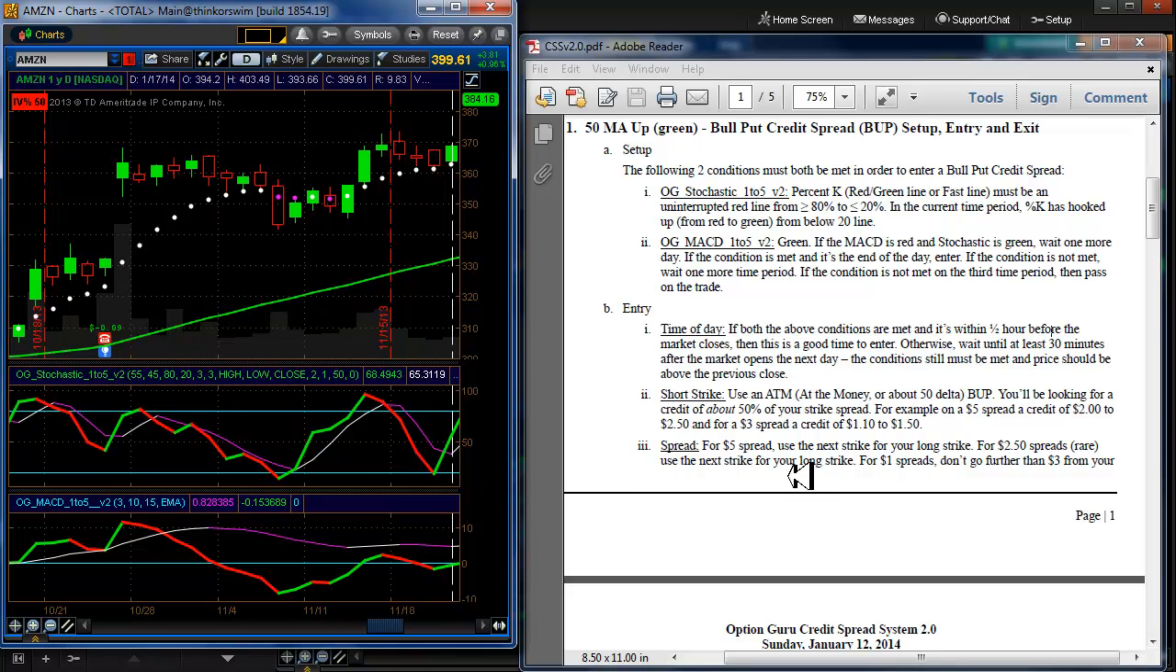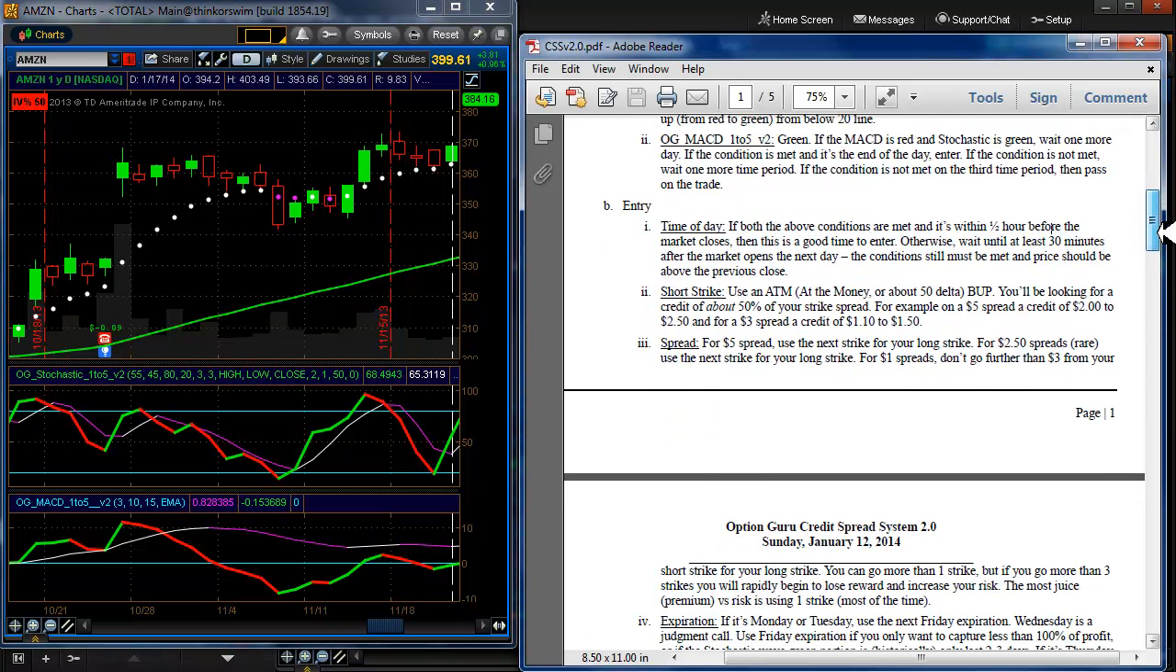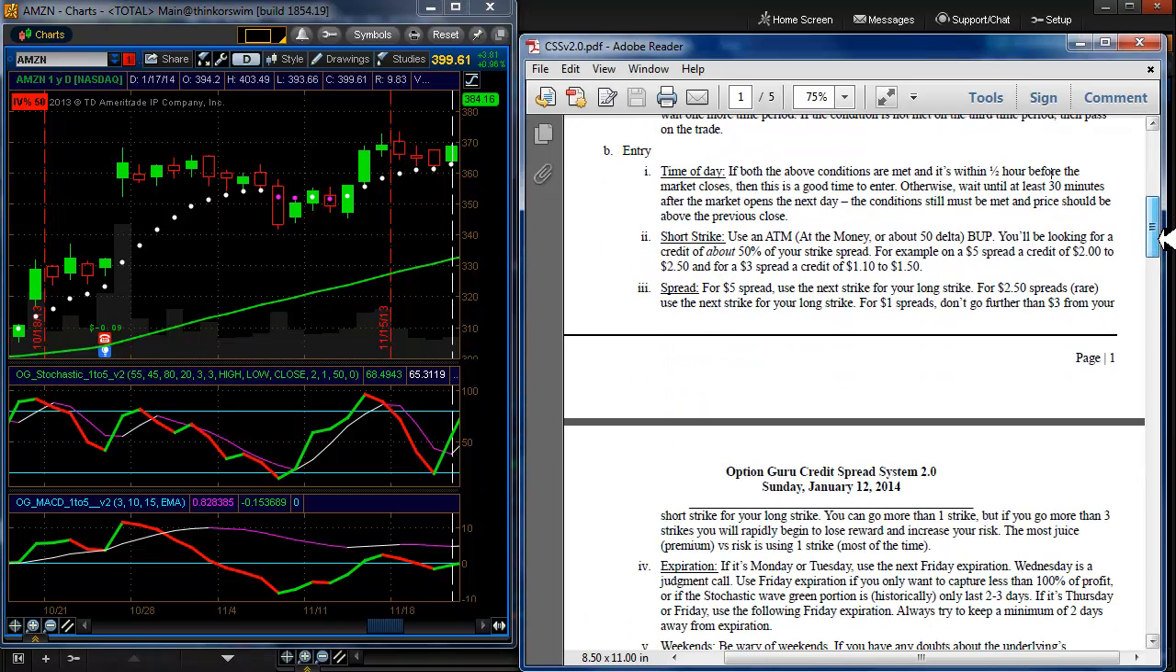All right, so for a $5 spread, for a long strike, it would be the next strike. For a $2.50 spread, which is rare, use the next strike for your long strike. And for dollar spreads, don't go further than $3 from your short strike for your long one.